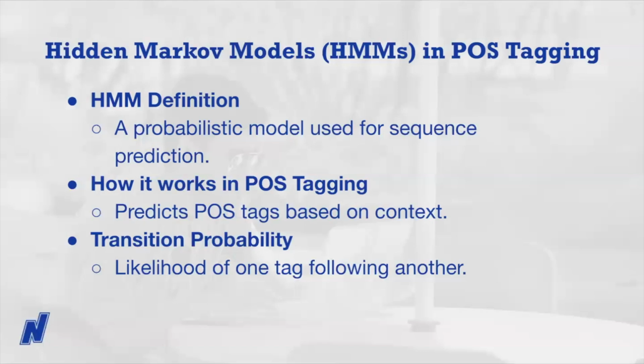For example, the phrase "the dog runs." The HMM will recognize that after the determiner, DT, it's highly probable that the next word is a noun, dog. Based on this, it can correctly tag "runs" as a verb using the transition probability learned from the trained data.